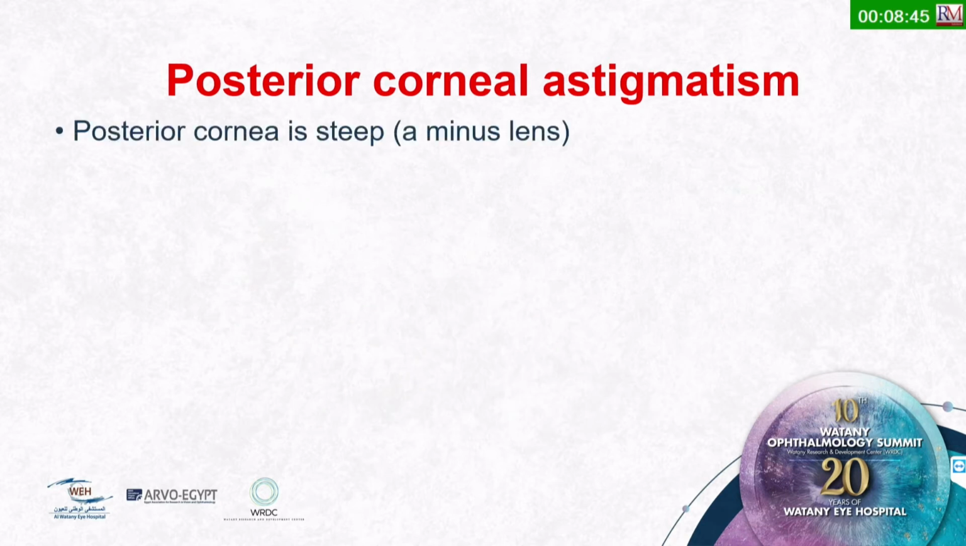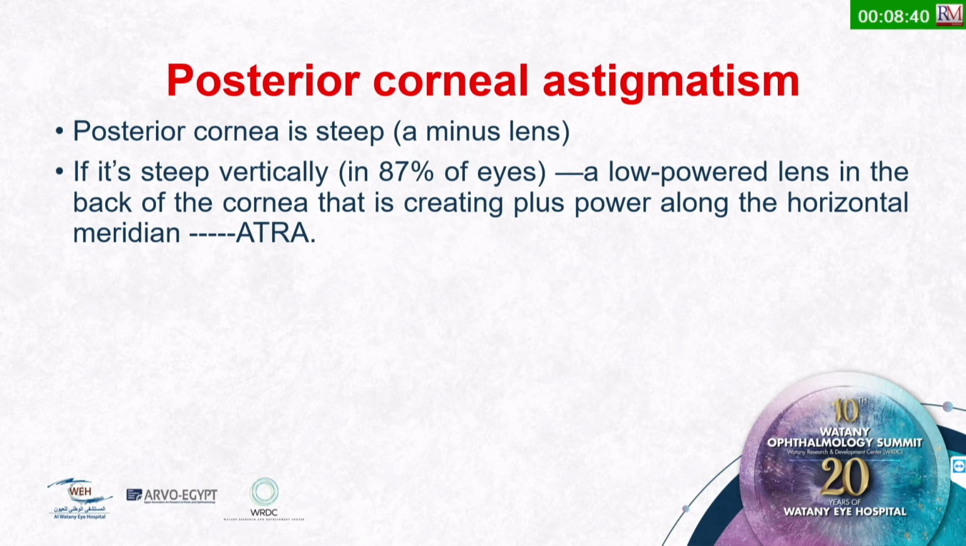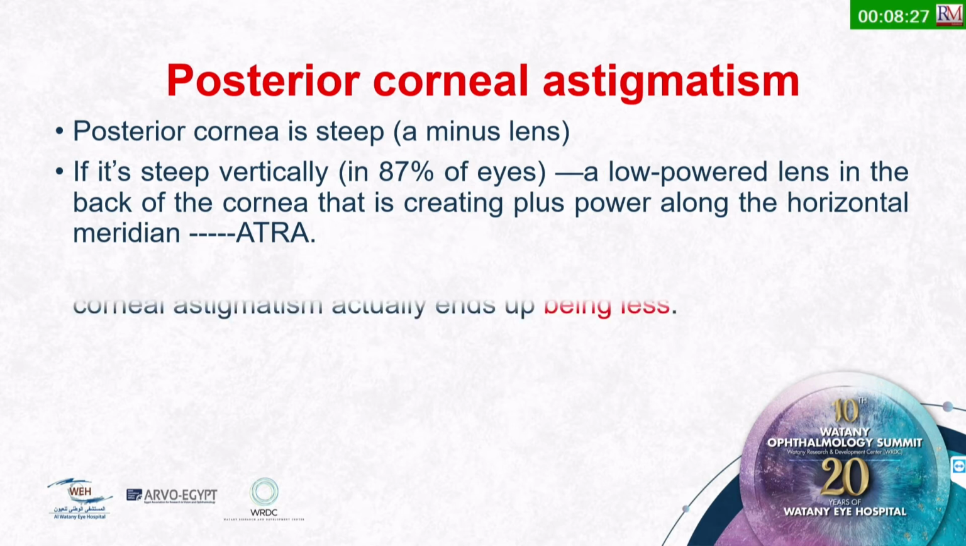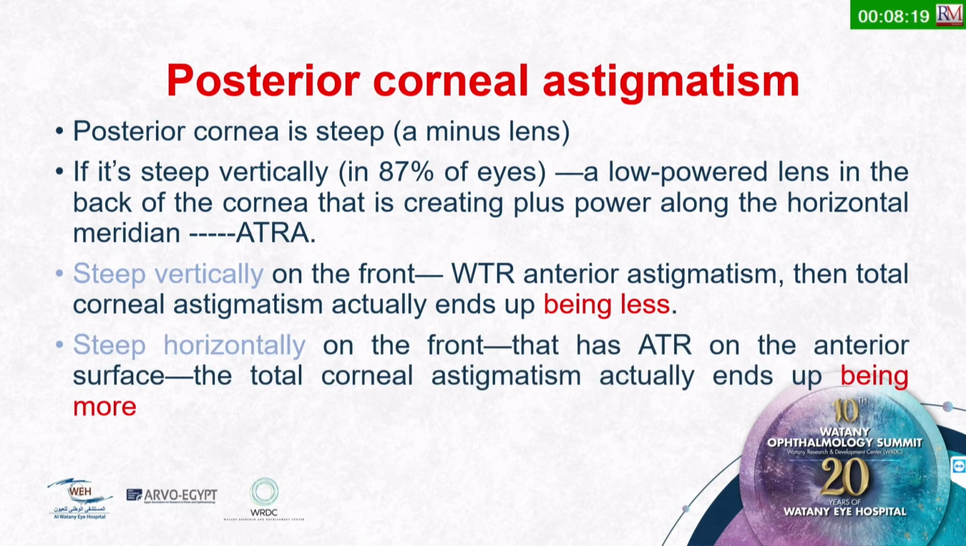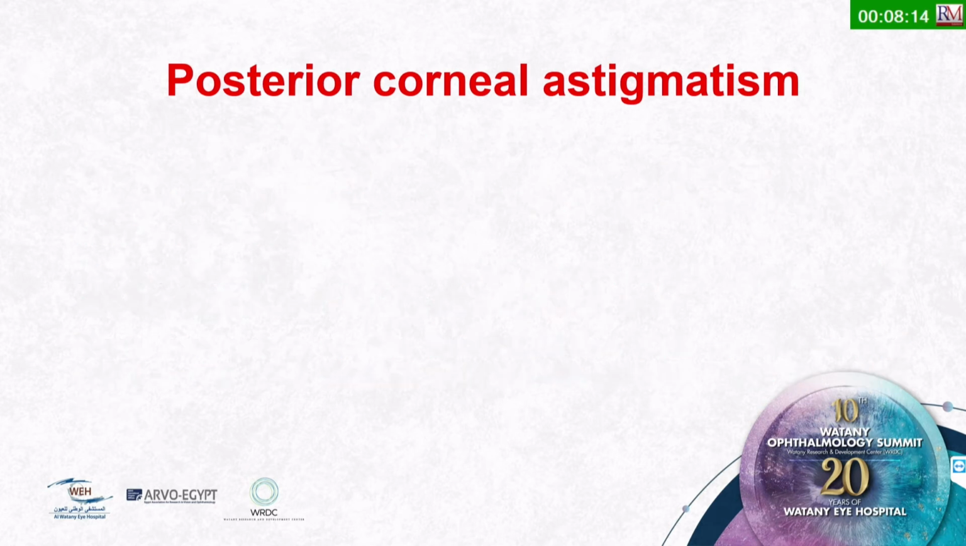So the cornea is steep posteriorly, and it acts as a minus lens. And if it's steep vertically, like in 87% of the eyes, it acts as a low-powered lens in the back of the cornea that is creating plus power along the horizontal meridian, that is to say, against-the-rule astigmatism. So if it has against-the-rule on the back and steep vertically on the front, then the total corneal astigmatism actually ends up being less. But if it's steep horizontally on the front, then the total corneal astigmatism actually ends up being more.